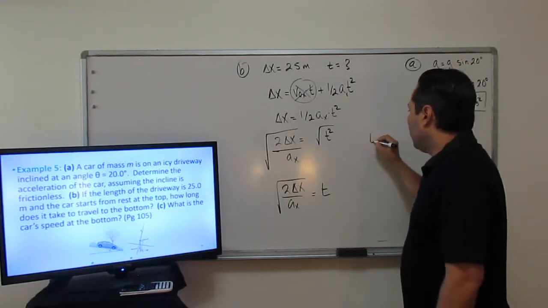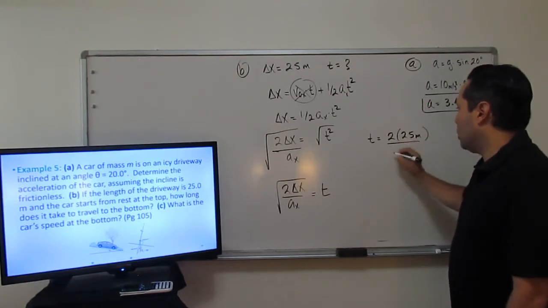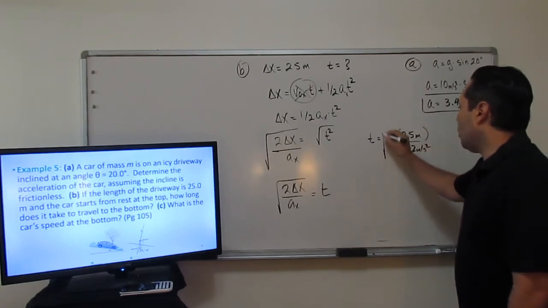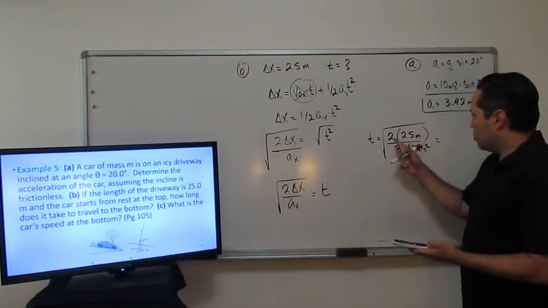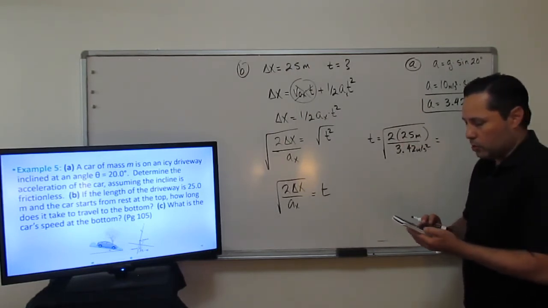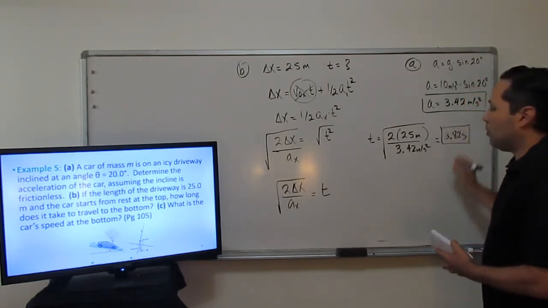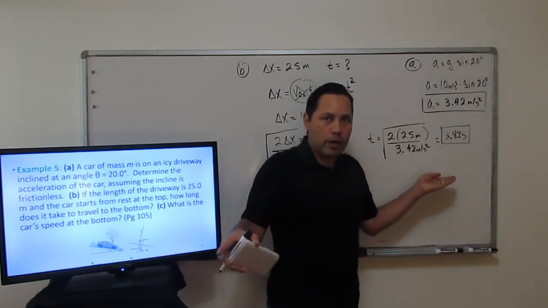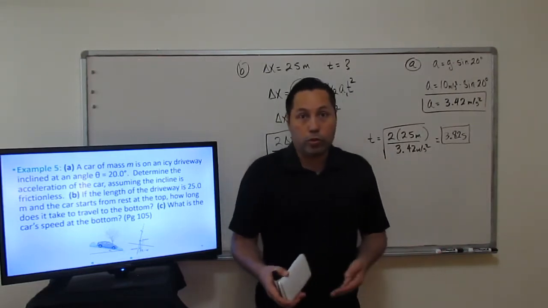Alright, so the actual math: 2 times the displacement, which is 25 meters, over the acceleration, which is 3.42 meters per second squared, and all of that will be square rooted. So you get your calculator, and let's plug it in. 2 times 25 is 50, divided by 3.42, and then you square root the answer. It gives us 3.82 seconds. That would be part B. That is how long this vehicle would take to get from rest to the end of the driveway, which is 25 meters away, almost 4 seconds.